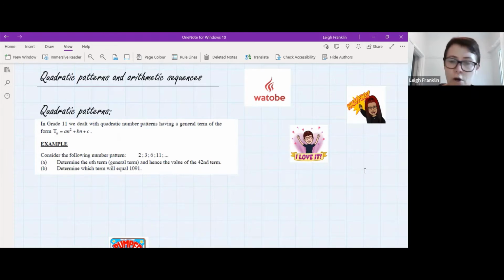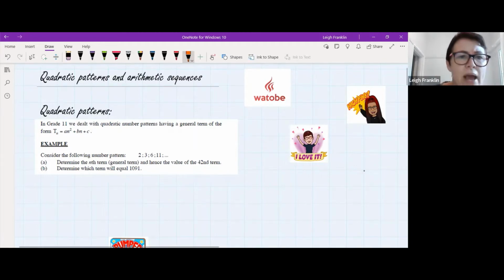A big part of matrix sequences and series, and we will get into sequences and series, is what you learned in grade 11, so quadratic number patterns. Maybe we're a little bit rusty on that, so I wanted to start there with a little bit of revision to get our brains working. Do you recall that in grade 11, which is the first time you would have done quadratic number patterns, you would have seen that it takes the general form tn is equal to an squared plus bn plus c. So there's the general formula over there.